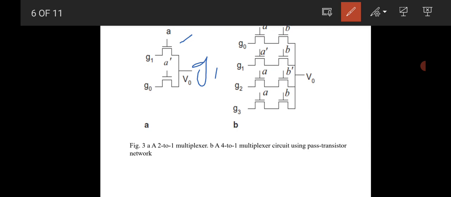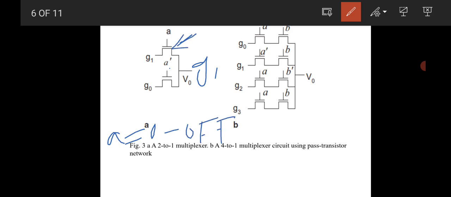Suppose A is equal to 0, at that time the corresponding transistor is going to be in on condition. A is equal to 0 means that you have to notice one more important point here. These two are NMOS transistors. That means obviously for 0 voltage these two NMOS transistors cannot be in on condition. So for that purpose we are taking the complement. Suppose if A is equal to 0, what happens? The first transistor is going to be in off condition, right?